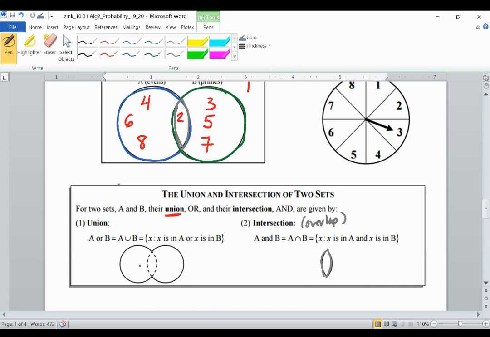Also, you need to know the symbols. So this U symbol stands for union. And an upside down U stands for intersection, which ends in an N. Maybe that might help you remember it. But that's like an "and", A and B. It's the intersection of both of them.